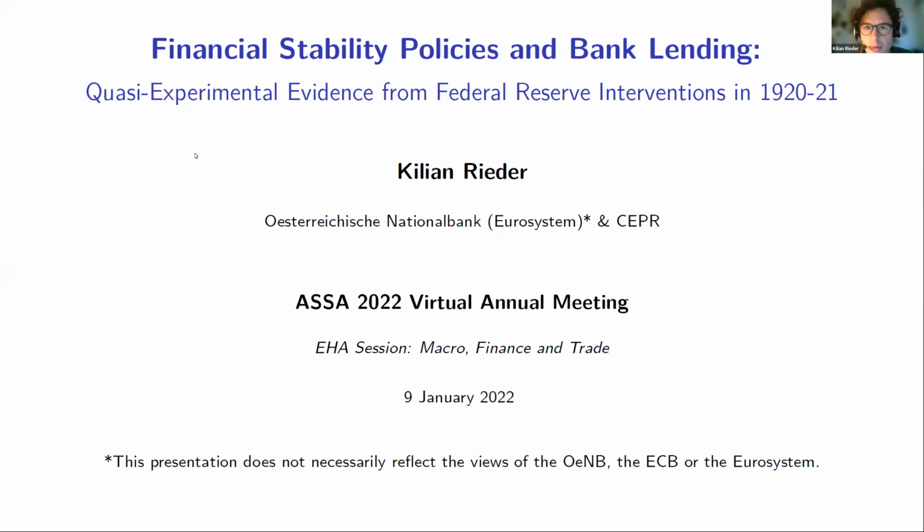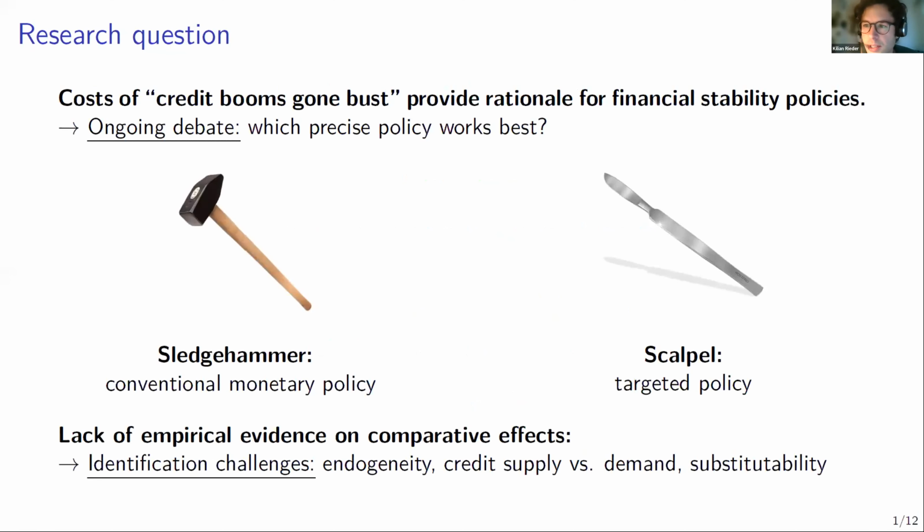So by now we have a pretty good idea that the costs of credit booms gone bust provide a very clear rationale for financial stability policies. However, there's a very strong ongoing debate still about which precise policy works best to dampen an unhealthy credit boom. So essentially, there are two types of policy options on the table.